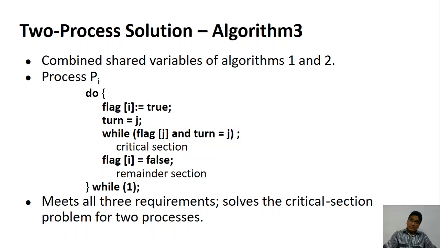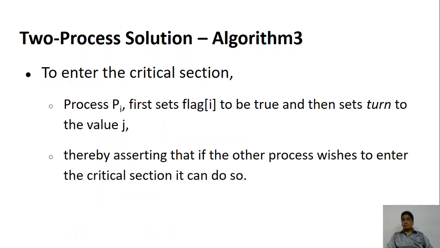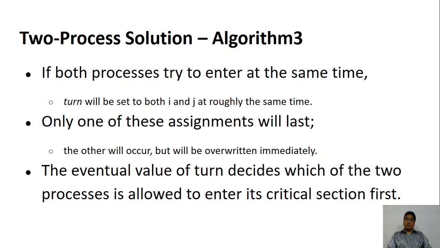Suppose j says that it is not my turn or not interested, then i can enter into the critical section. Once i completes the critical section, it says whether it is my turn or the other's turn, I am not interested, my part is over. I have done whatever I wanted with the critical section, and it goes. So this solves all the problems. The process i first sets the flag to true, and sets the turn to the other, so that the other continues. What will happen if both of them are interested?